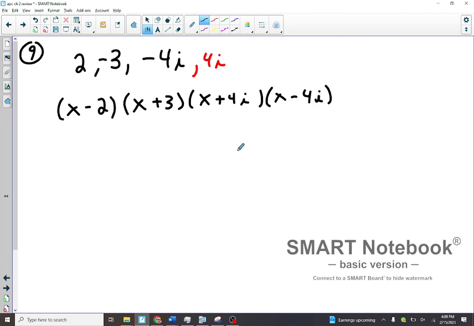Why are you doing the i twice? Because you have to do the negative and the positive. Every i comes with a pair, okay? So then I'm just foiling. I'll foil these together, and I'll foil these together. x squared minus 2x plus 3x minus 6.